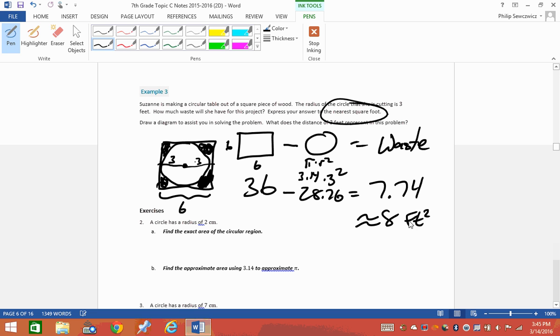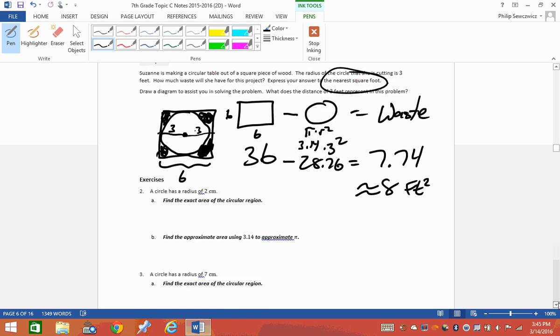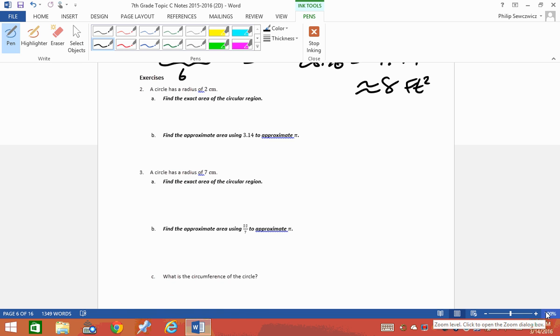Now again, we say square feet even though the squared comes second. It's one of those kind of weird things. You could say 8 feet squared to be fine with it. All right. Yeah, quality problem there. We like that one. And let's see what's next here. We got a circle. It has a radius of 2. Find the exact area. All right. Well, the formula is pi r squared.